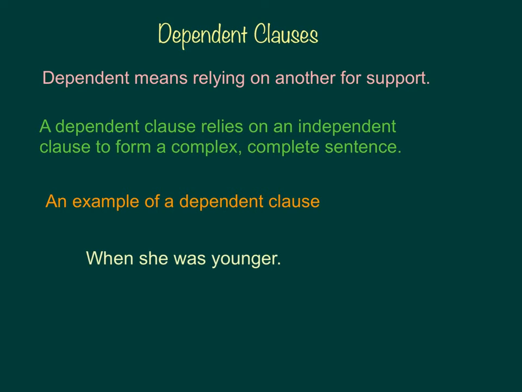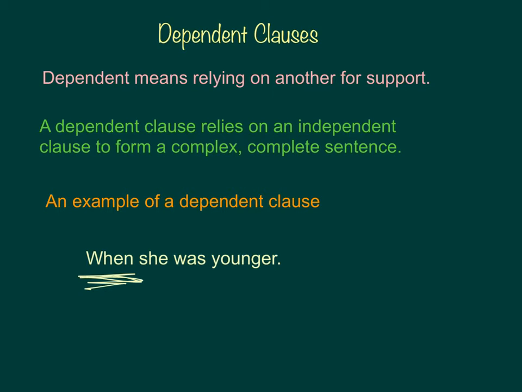Below you see an example of a dependent clause: when she was younger. The word when is something known as a subordinating conjunction. When you begin with a subordinating conjunction, you know that a dependent clause is on the way. We know this is dependent because when you read this, when she was younger, the sentence is incomplete. It doesn't make sense on its own, and it needs the assistance of an independent clause to make sense and therefore become a complex sentence.